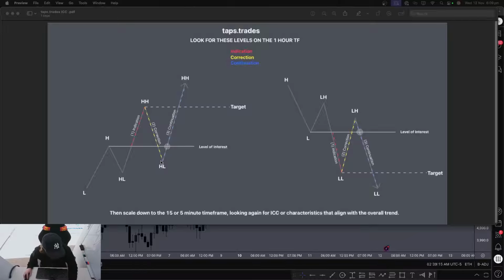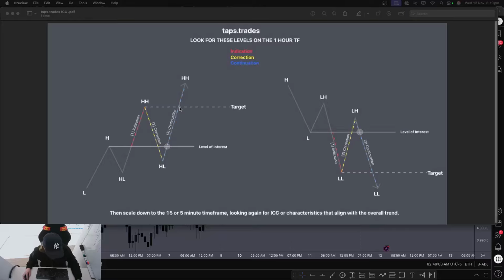Then the third phase is when price stops here and then moves back above our level of interest, creating the continuation phase. And at this stage, we're zooming back into the 15-minute or the 5-minute time frame, and we're looking for, again, the ICC characteristics or characteristics of an uptrend that align with the overall trend, in this case, the uptrend. So the continuation phase is here. We're looking for entries at this level of interest, and then we're looking to take profit at the next higher high. So entry here, and then the target there.